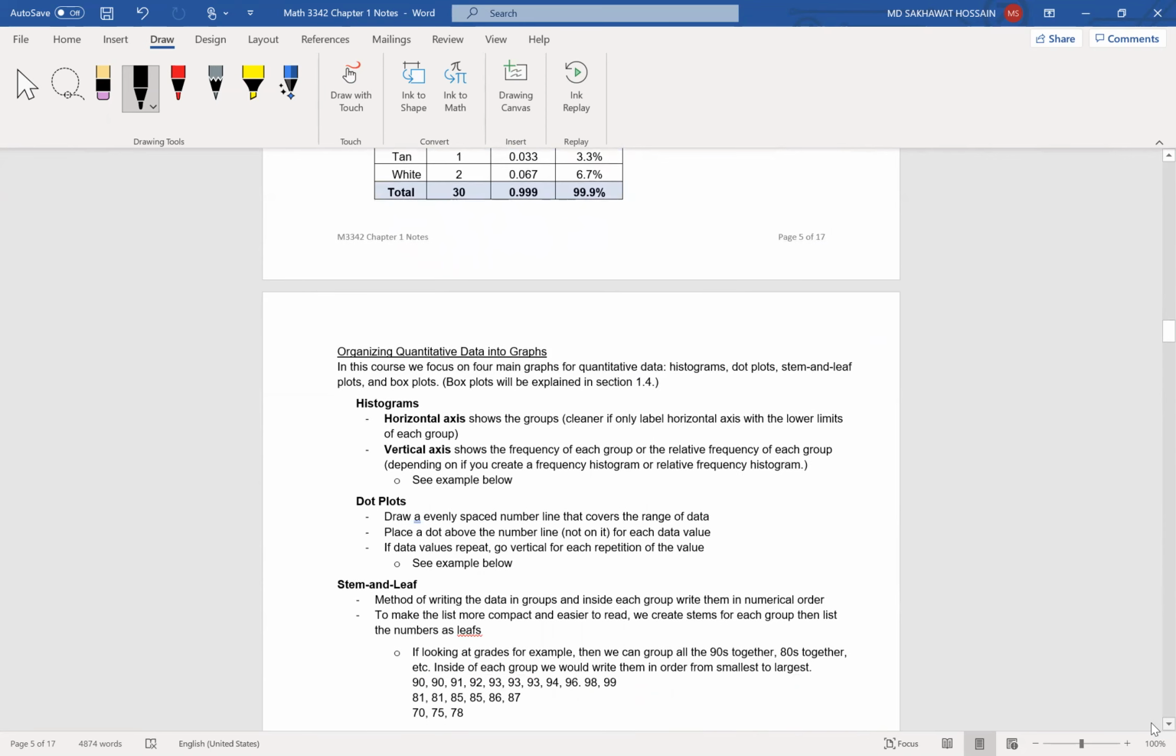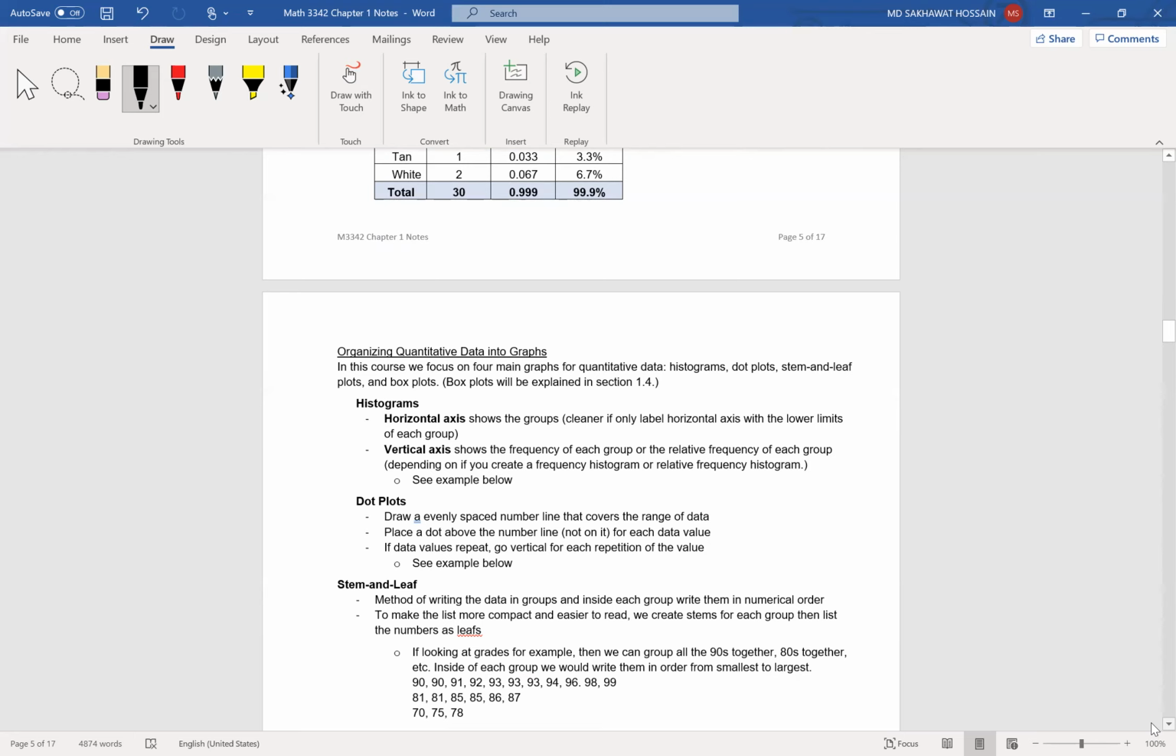Okay. So now we're organizing quantitative data into graphs. We can also use graphs to represent quantitative data. We usually use histograms, dot plots, and stem and leaf plots. In a histogram, the horizontal axis shows the groups. Here we had 4 groups. The horizontal axis represents the groups, and the vertical axis shows the frequency or the relative frequency.